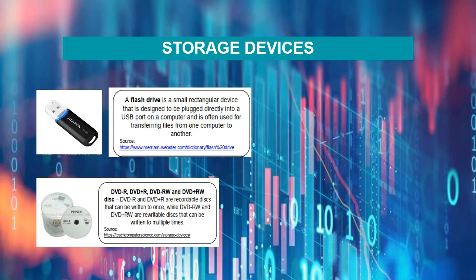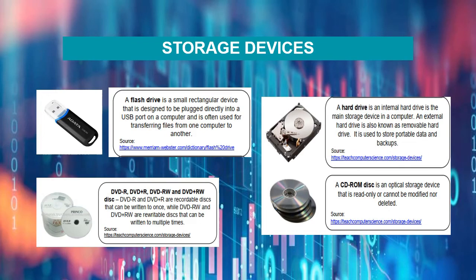We also have DVDs. These are recordable discs that can be written to once for DVD-R, and for DVD-RW, it means rewritable discs that can be written to multiple times. Hard drive. It is an internal hard drive, the main storage device in a computer.